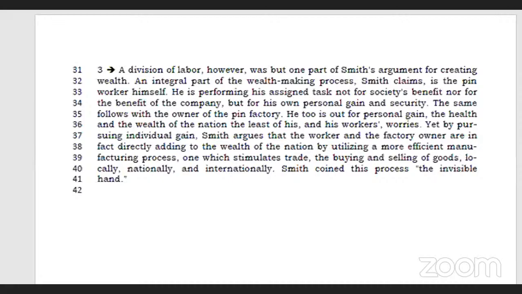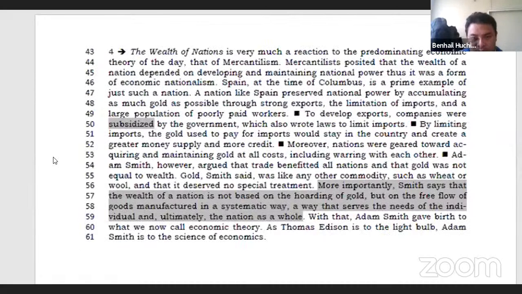The Wealth of Nations is very much a reaction to the predominant economic theory of the day, that of mercantilism. Mercantilism posited that the wealth of a nation depended on developing and maintaining national power, thus it was a form of economic nationalism. Spain, at the time of Columbus, is a prime example of just such a nation. A nation like Spain preserved national power by accumulating as much gold as possible through strong exports, the limitation of imports, and a large population of poorly paid workers.